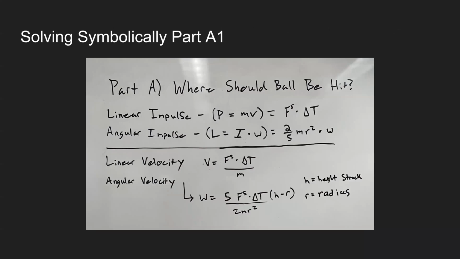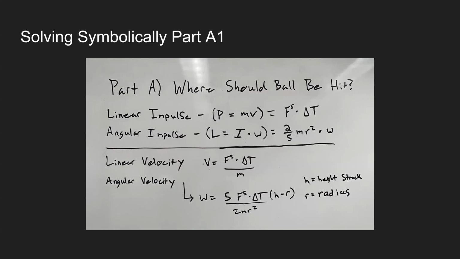For this part of the question, we first needed to find the equations that would fit with the problem. Using Newton's second law, we were able to combine and rearrange the equations P equals mv and F equals m times delta V over delta T into P equals F times delta T. Having this in terms of known variables, we substitute it back into the equation to get V equals the force of the strike times delta T over M.